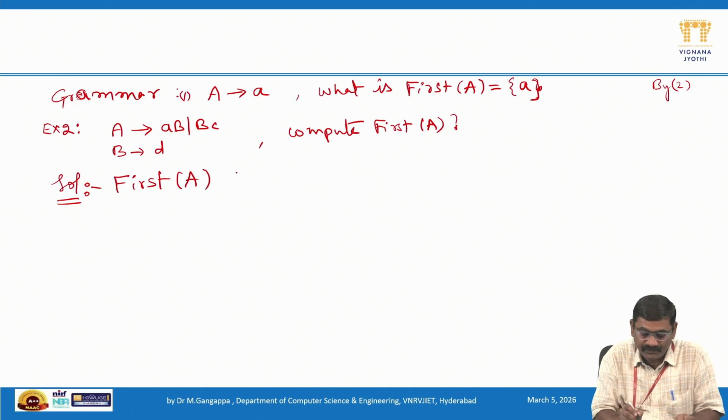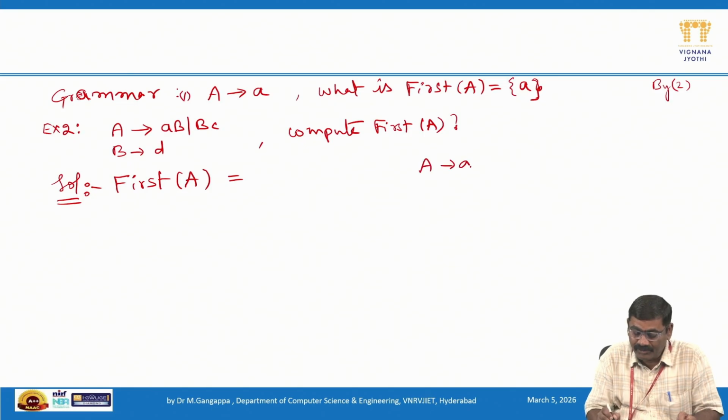First of capital A can be computed by using the rules 1 and 2. So by using the production A gives AB, if we apply the first for this, then what we get? Here the first function will go to see the first terminal in the RHS. So there is a first terminal in the RHS. Therefore, the answer for this one is small a. Therefore, answer for the first case is a, union first of B.